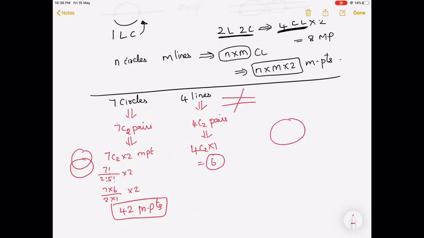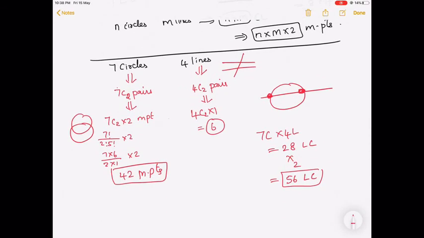If I have one circle and one line, there will be 2 intersection points. But in this case, we have 7 circles into 4 lines. So totally there will be 28 line-circle combinations, and for each combination there will be 2 points of intersection. Totally there will be 56 line-circle intersection points. So totally there will be 42 circle intersection points, 6 line intersection points, and 56 circle-line intersection points. So totally there will be 104 meeting points in this particular example.